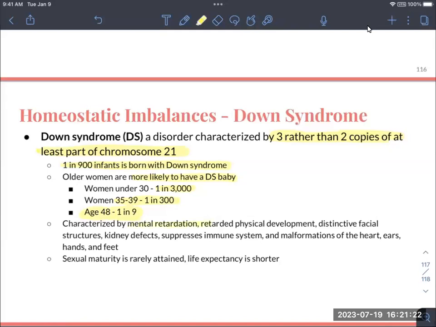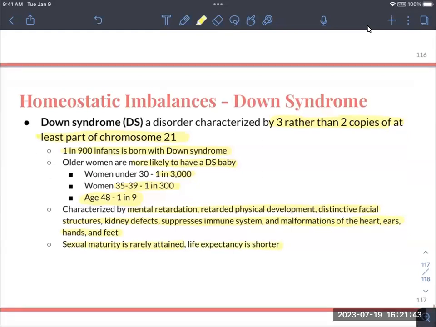They have mental retardation and retarded physical development. They have very distinctive facial features, kidney defects, a suppressed immune system, and malformations of the heart, ears, hands, and feet. They rarely reach sexual maturity, and they tend to have a shorter life expectancy as well.